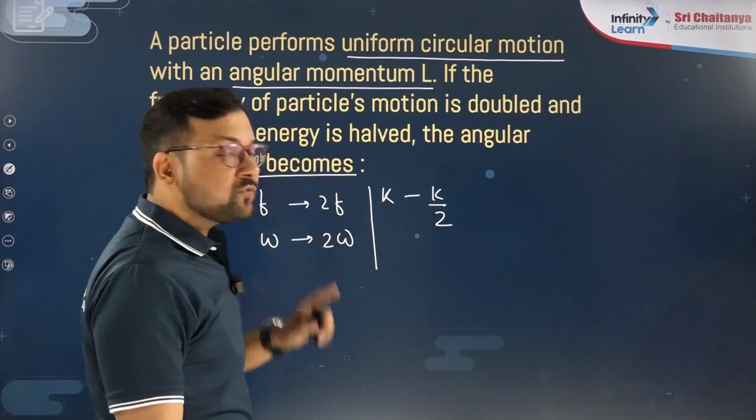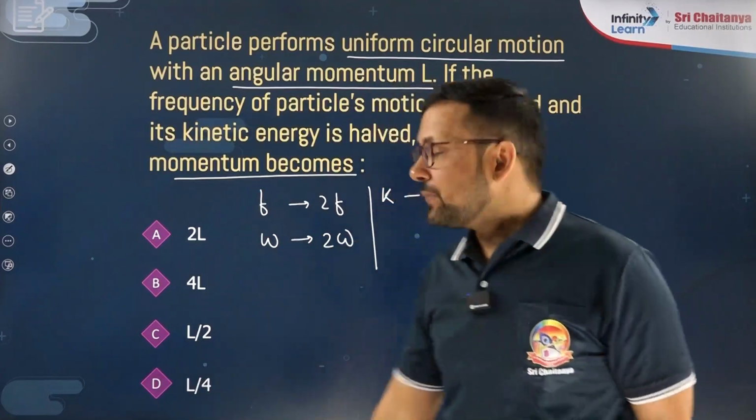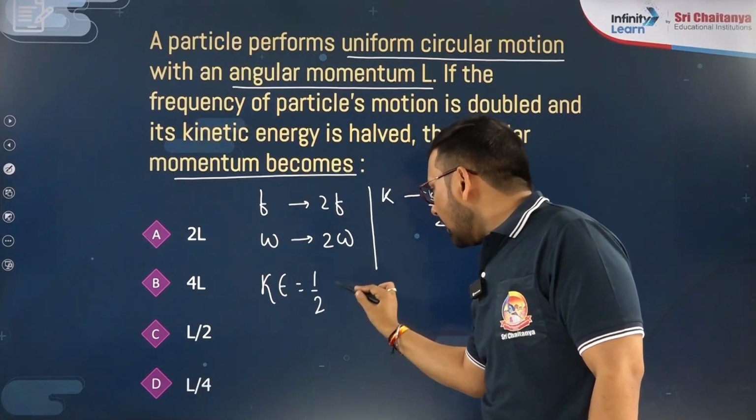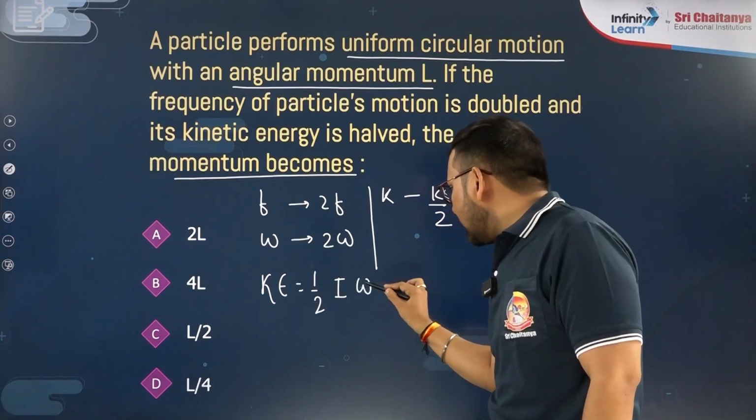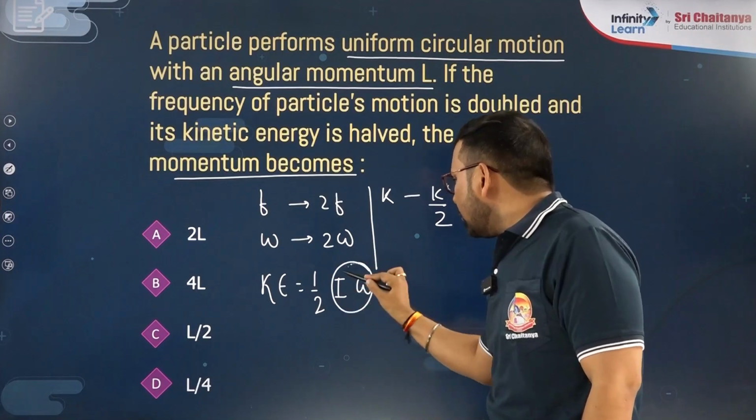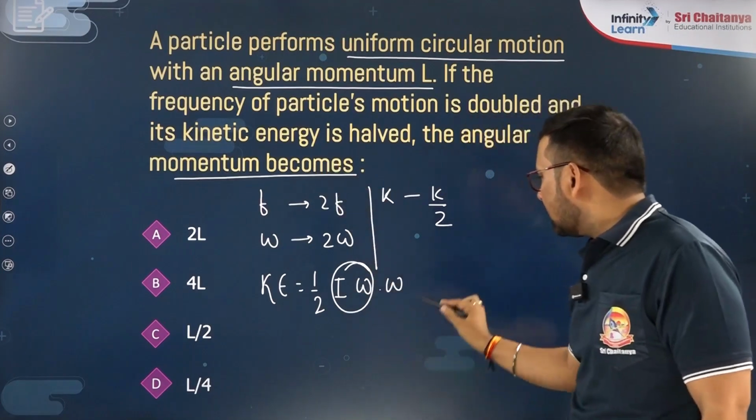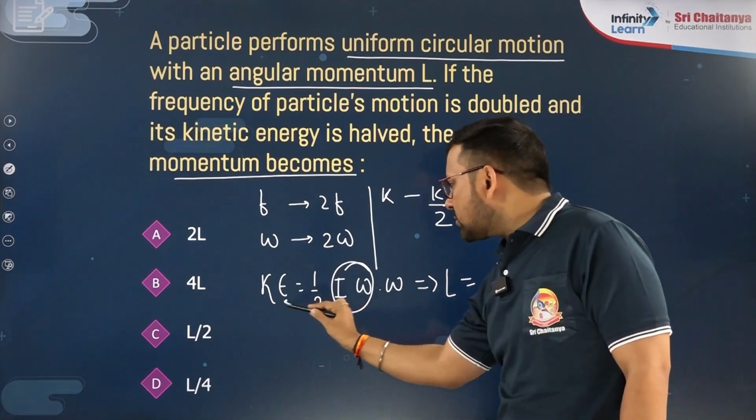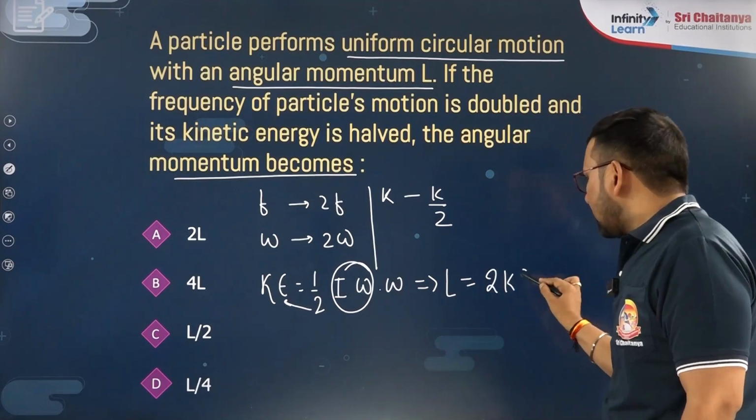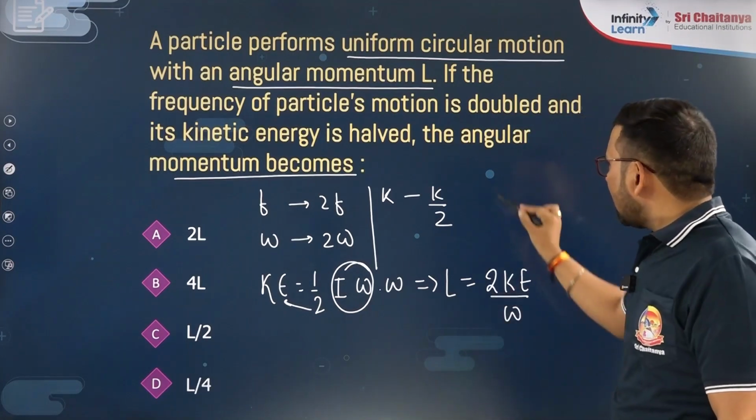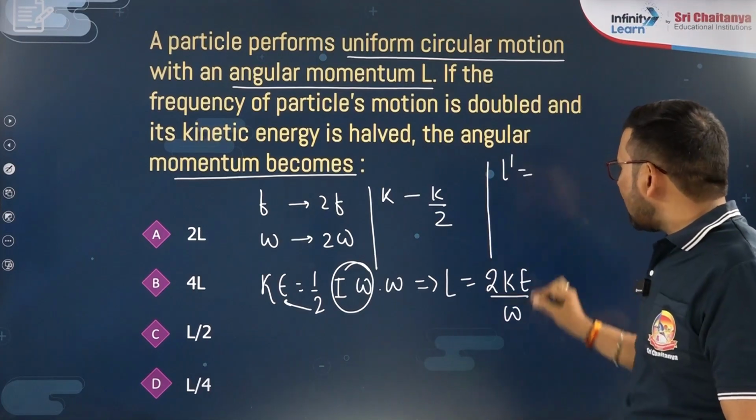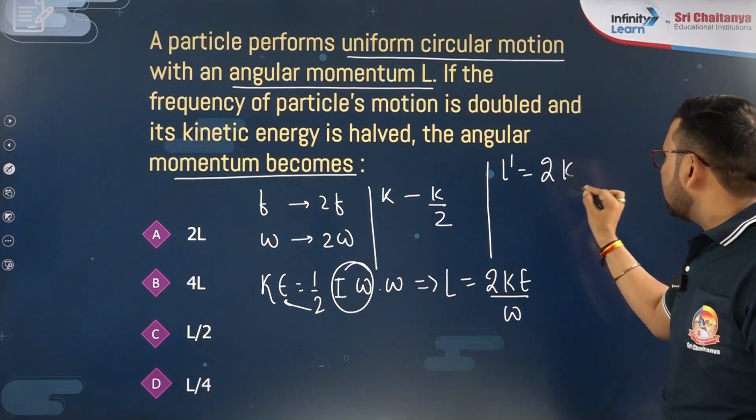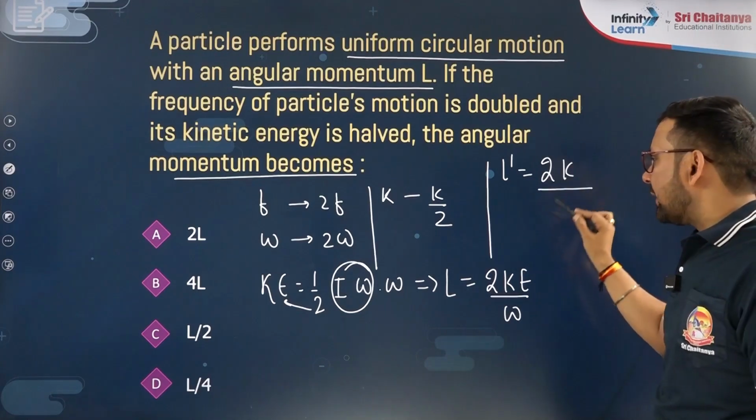We have done a formula for this. Let me write it again for you. What was this? Kinetic energy is half I omega square, half I omega into omega. This I omega is L that the question is asking. So I would write L equal to twice of kinetic energy divided by omega. Now L dash, final L, according to our question, what is happening to kinetic energy? Half, 2 into K, kinetic energy by 2.